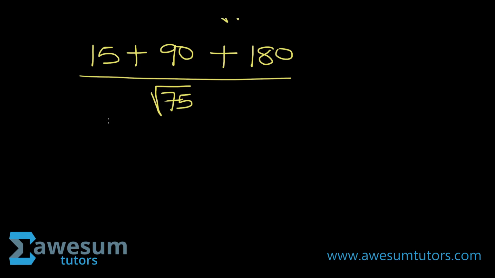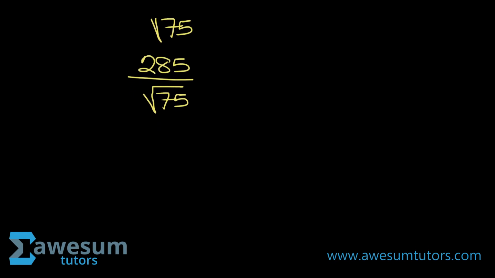So now if you take a look at this, 15 plus 90 plus 180 should give us 285. Now 285 over root 75. Very good, guys. We are almost there. Now a lot of people, when they look at this, might say, oh, this is my final answer. Now you cannot stop right here. This is not your final answer. We can still proceed further.